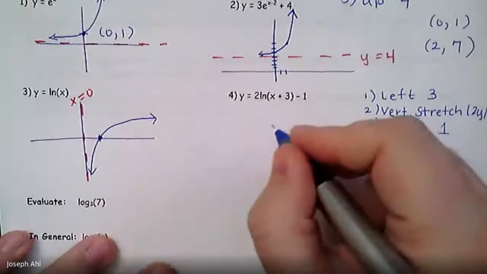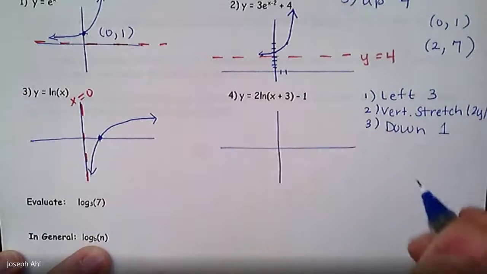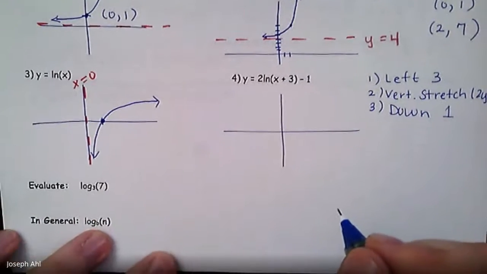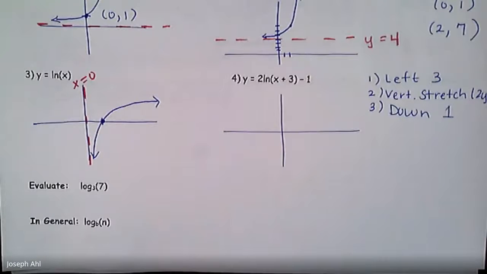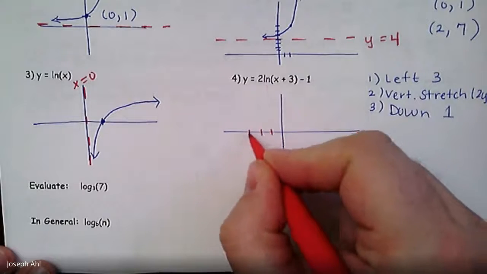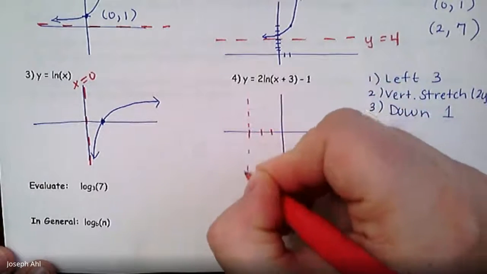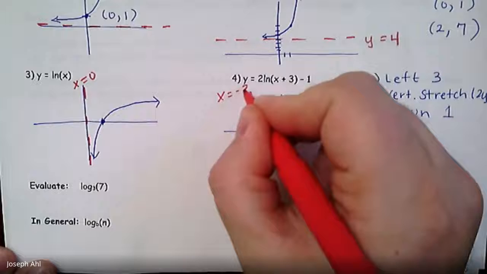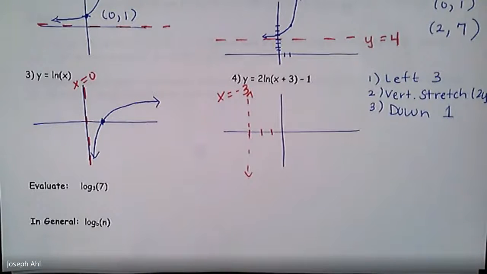So if we go ahead and draw a set of axes here, and we think about those transformations that are occurring, the only thing that would affect where the vertical asymptote goes is if we have a horizontal translation to the left or to the right. And certainly moving the graph to the left 3 moves my vertical asymptote over to x equals -3.